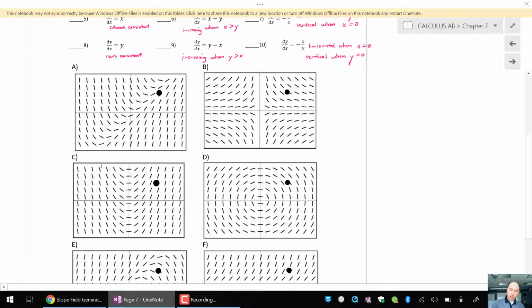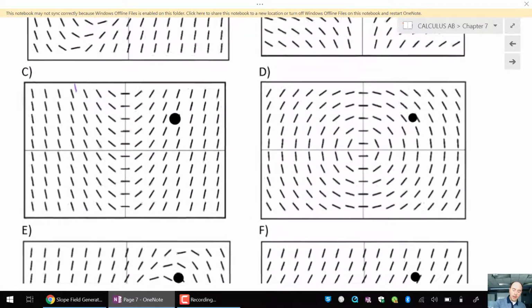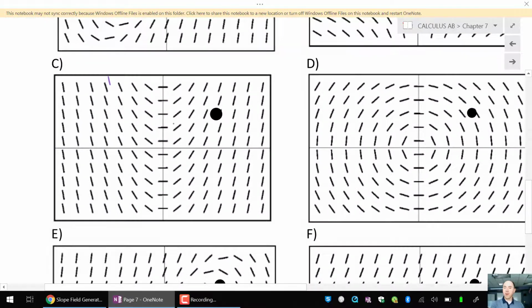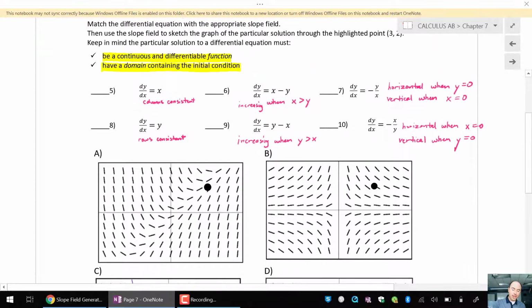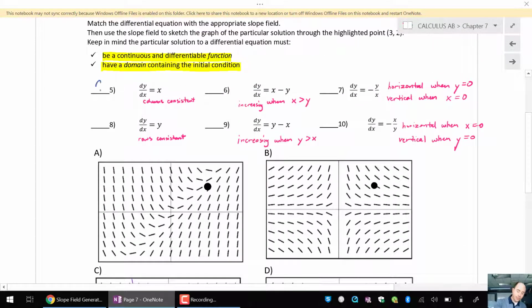If you look at picture C with me right here, look at how all of the columns have the exact same slope field tick marks. When x equals 0, the slopes are all 0. When x equals 1, the slopes are all 1. When x equals -2, the slopes are all -2 up and down those columns. So choice C would be the correct match right there for number 5.